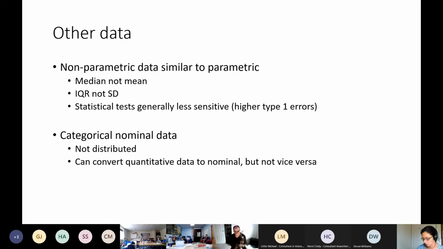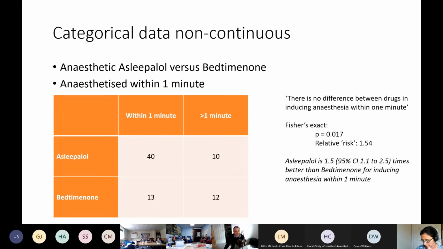So yeah, your statistical tests are generally less sensitive as well. The next bit is really about what we do with data that doesn't follow nice patterns. It doesn't follow a nice histogram, giving you nice curves. So categorical data, or data that's non-continuous. There are a few ways of doing it.